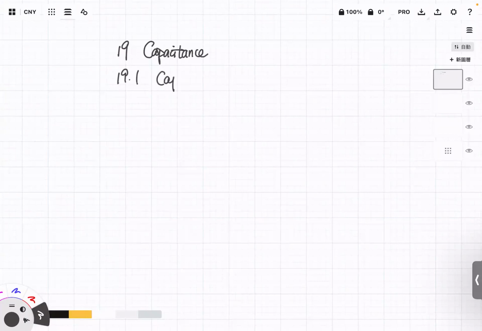Essentially, it's just talk about capacitors and capacitance. So what are capacitors and capacitance?